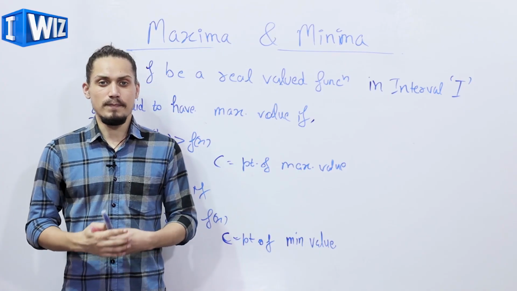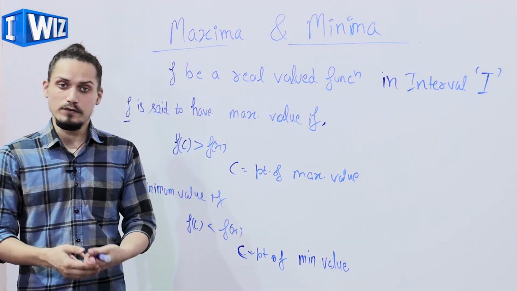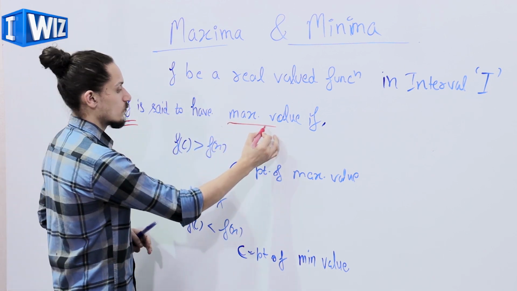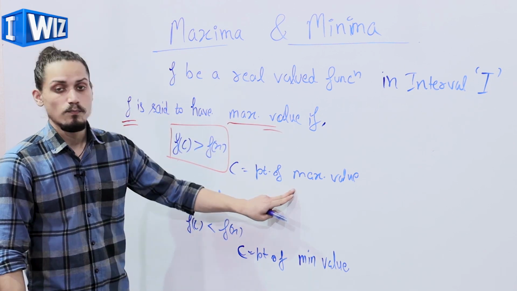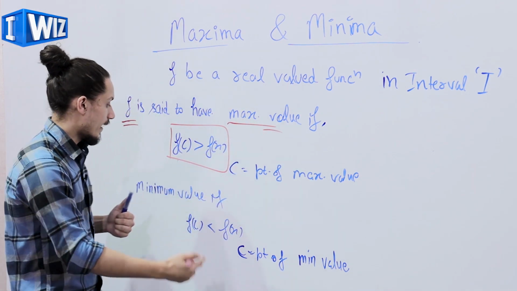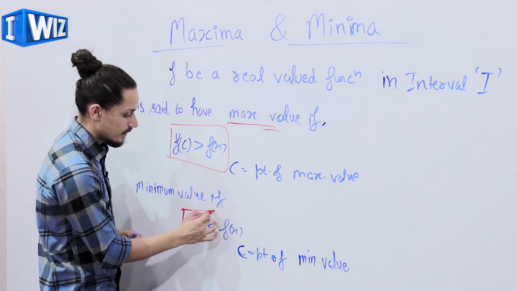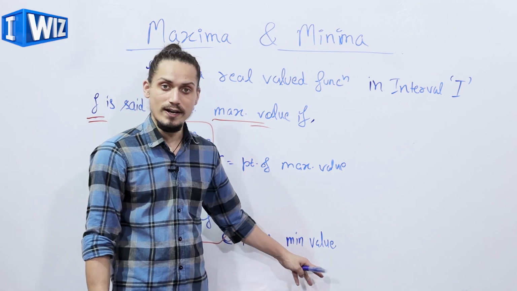Now the next topic is maxima and minima. Suppose f is a real valued function in an interval I, and f is said to have a maximum value if f of c is greater than f of x, where c is the point of maximum value and this c lies in the interval. And we say that it has a minimum value if f of c is less than f of x, where c is called the point of minimum value.